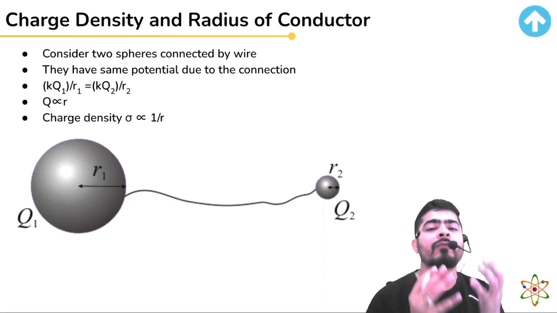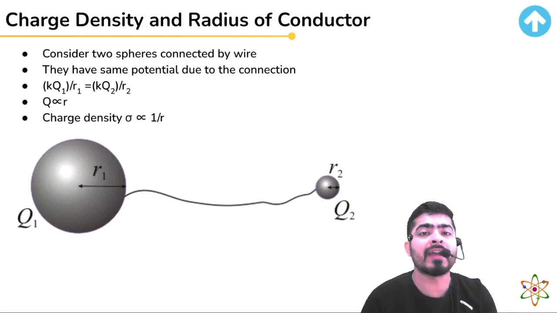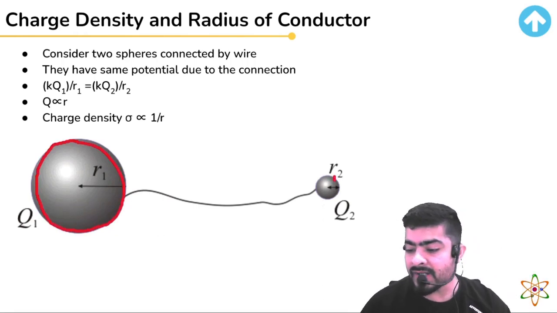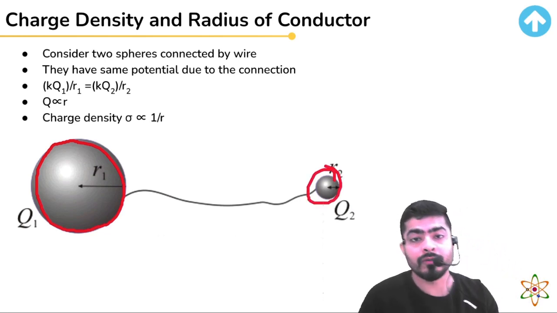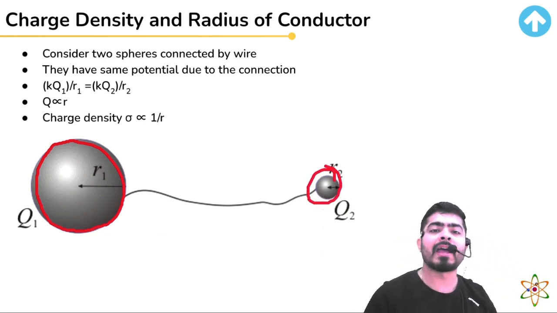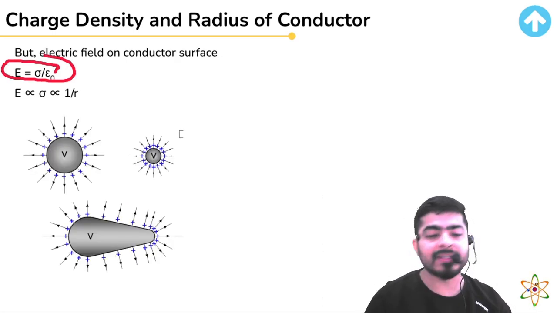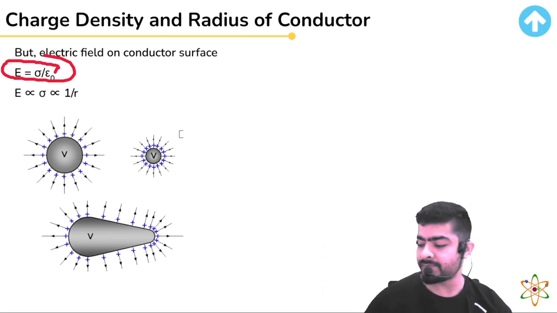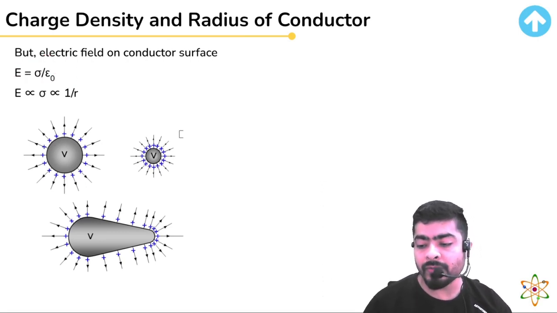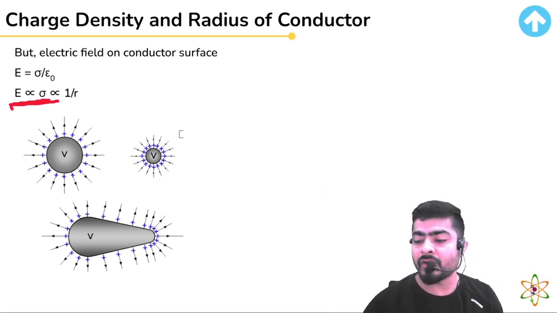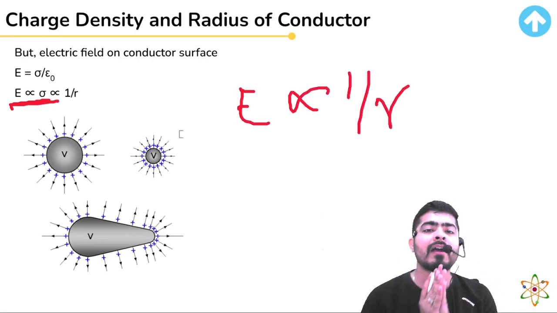Charge density of a conductor is proportional to 1 by r. That means the charge density on this conductor is less, and on this conductor it is more. Then what will happen? Look at the electric field. Electric field is given by sigma by epsilon naught. From this formula, electric field is proportional to sigma, but sigma is proportional to 1 by r. So electric field is also proportional to 1 by r.